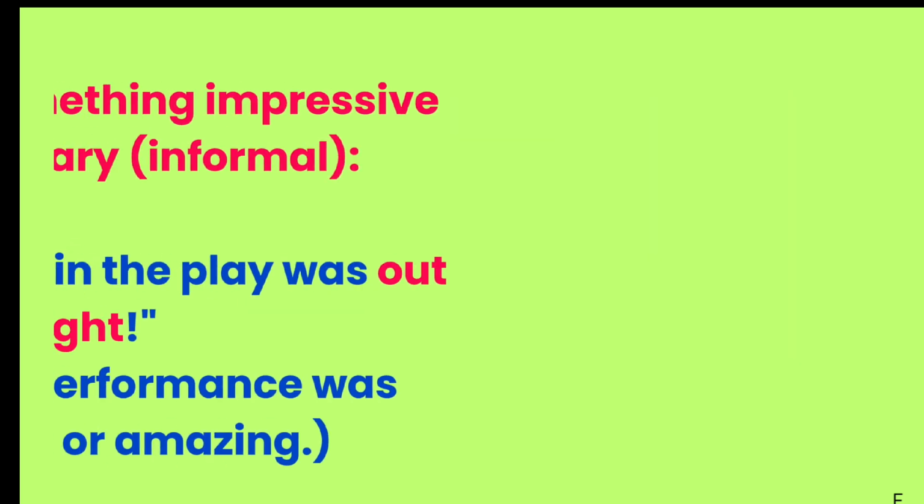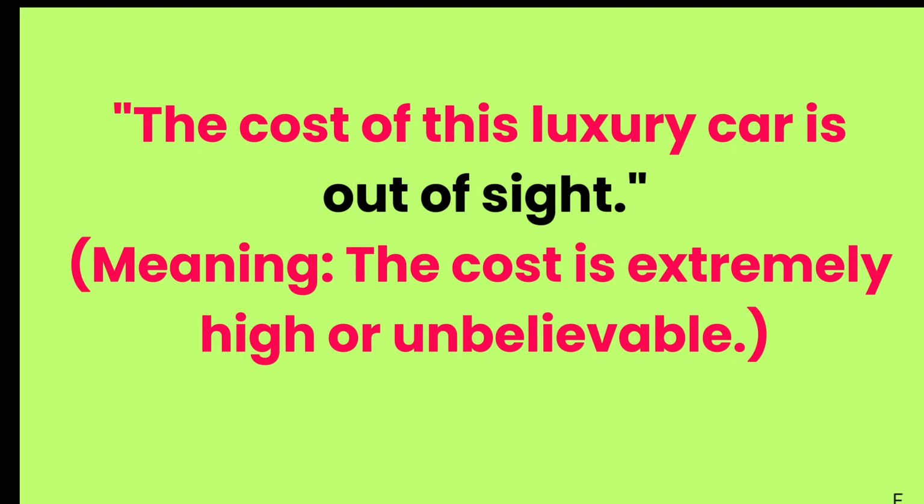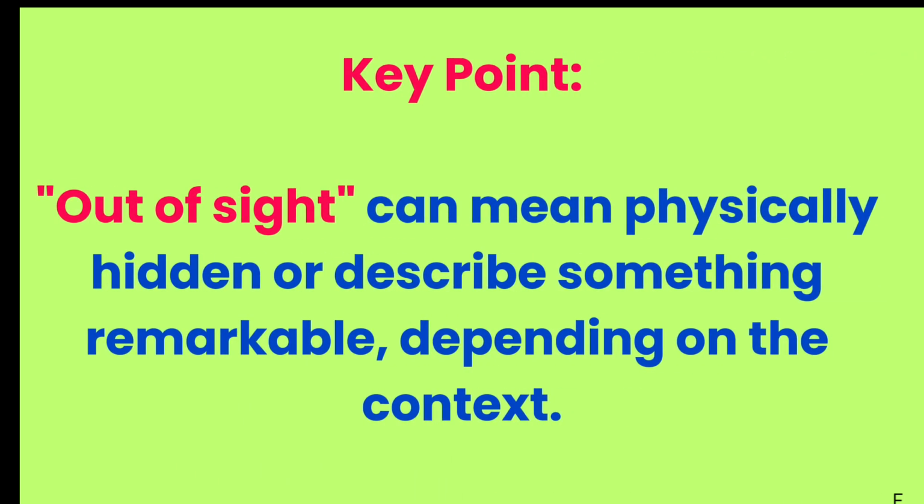2. Figurative, something impressive or extraordinary, informal. Her performance in the play was out of sight. Meaning, her performance was outstanding or amazing. The cost of this luxury car is out of sight. Meaning, the cost is extremely high or unbelievable. Key point: out of sight can mean physically hidden or describe something remarkable, depending on the context.